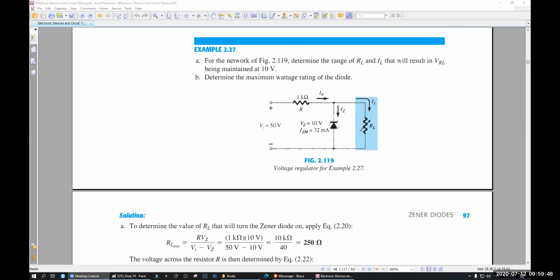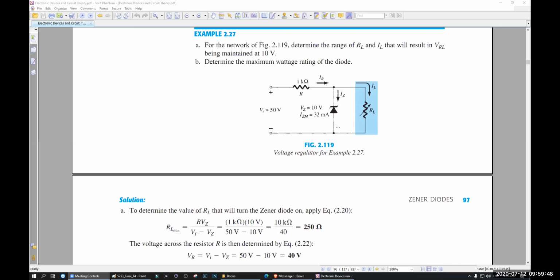Let's do a math, because if we do the math, it will be clear. For the network in the figure, determine the range of RL and IL, that means RL maximum and minimum, IL maximum and minimum, that will result in VRL being maintained at 10 volt. That means the voltage will be 10 volt. Determine the maximum wattage rating of the diode. Okay, let's find out.